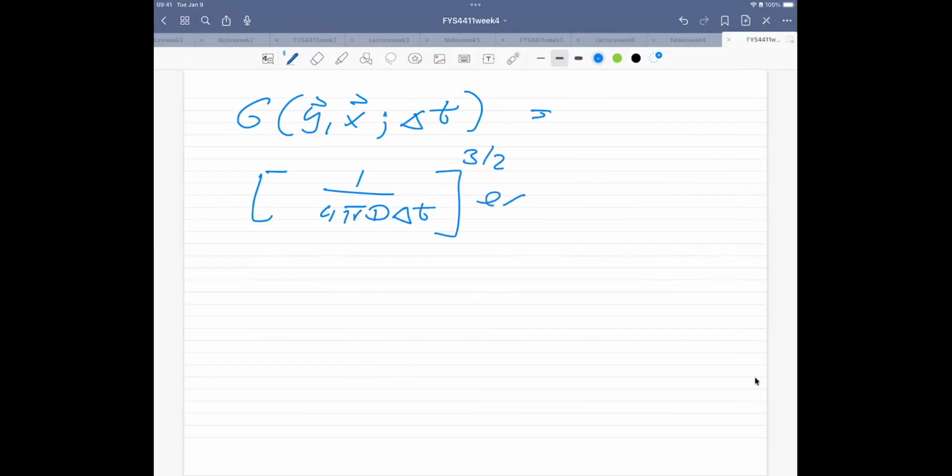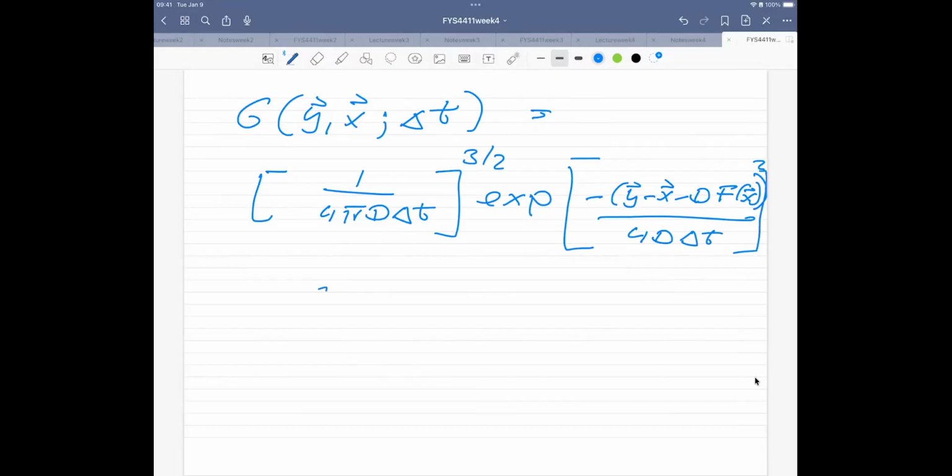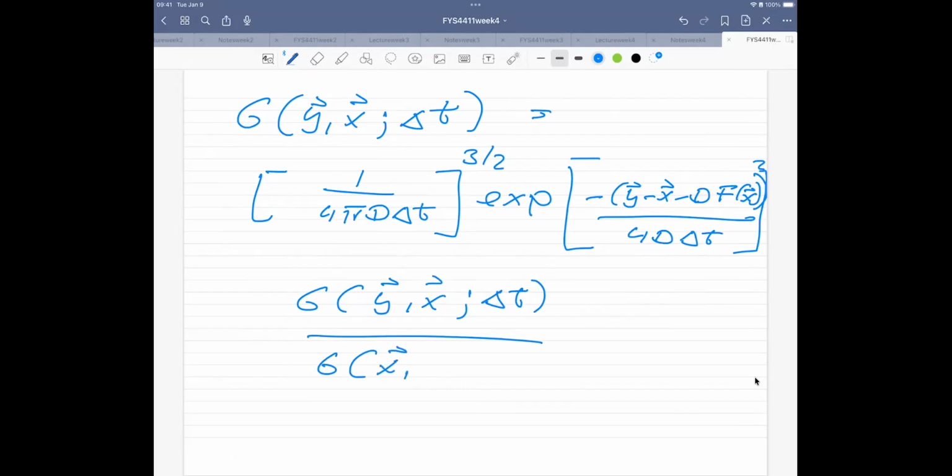And this is an exponential which now has minus, and then I have (y minus x minus d times f of x) squared, divided by 4 delta t, like that. And then the ratio between y and x at the time step delta t divided by g of x of y at the time step delta t, this is going to be different from 1.